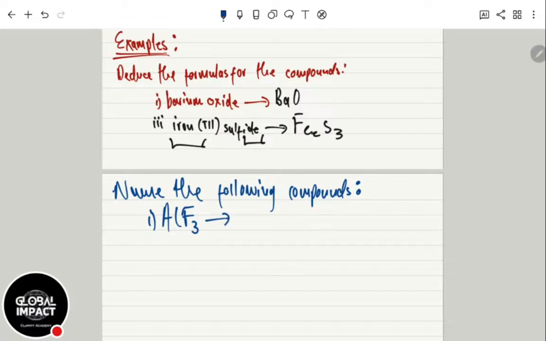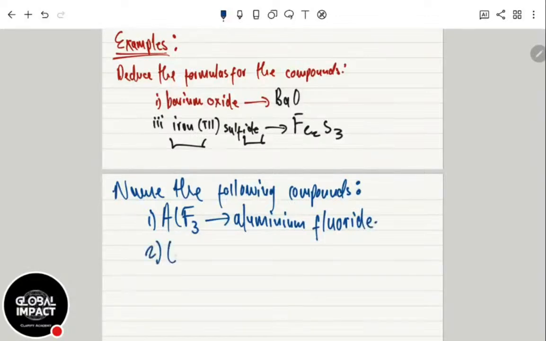We said when we are naming, you bring the metal first. The metal is aluminium. Then the F will now come with something ide. And this aluminium is not a transition metal, so we don't have to put its oxidation state. It's just going to be aluminium, then fluoride. There we go.